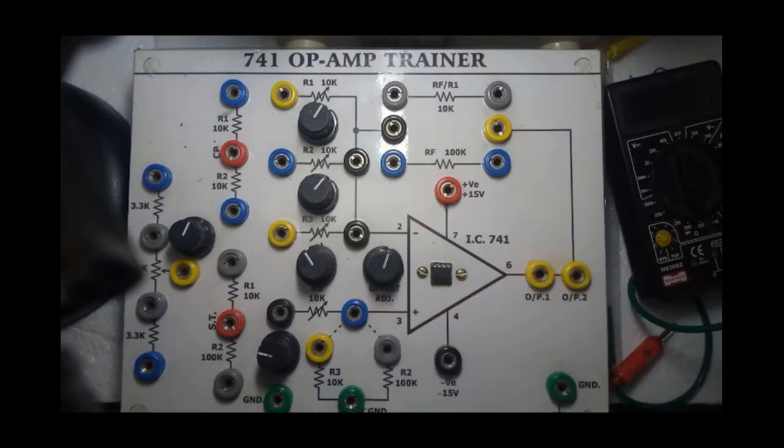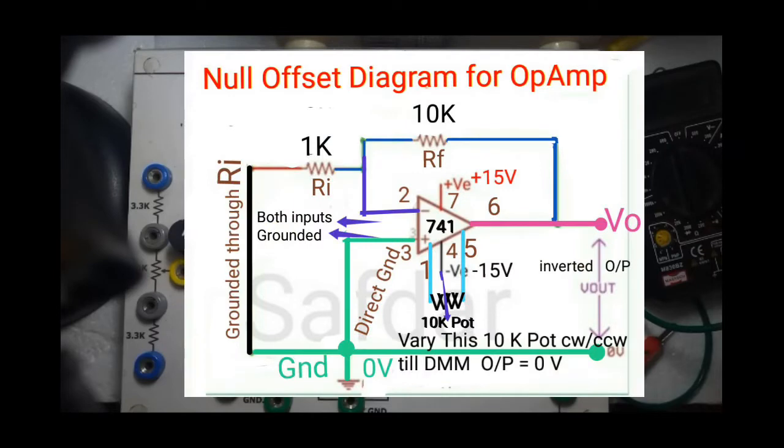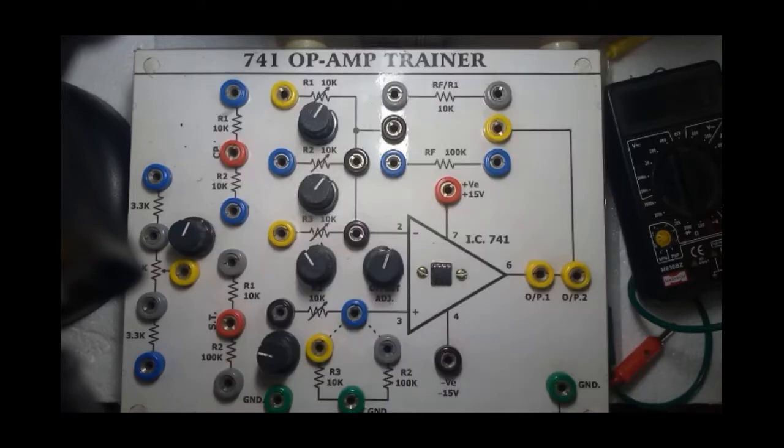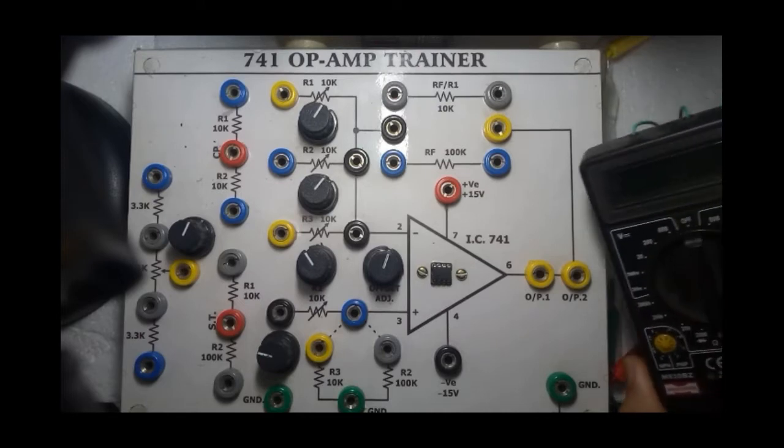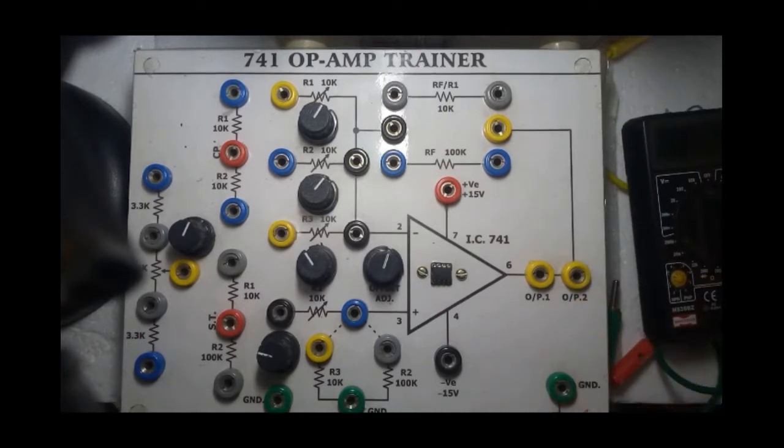You can define input offset voltage as the voltage that must be applied between the two input terminals of an op-amp to null or bring the output voltage to zero when both the inputs are at the same voltage or grounded. So here we are going to connect both the terminals, pin number 2 and pin number 3, to ground, and by varying this potentiometer we will bring the output voltage to zero. So let's start connecting.